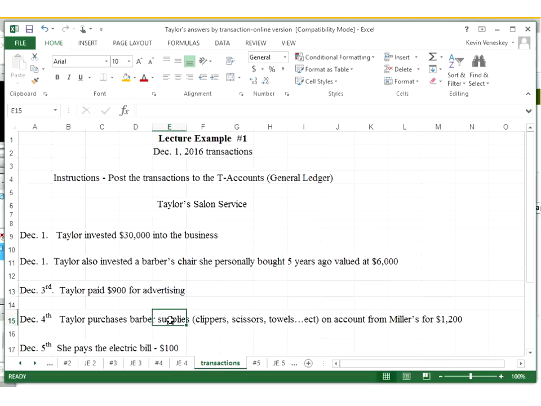The fourth one, Taylor purchases some supplies. Keyword here is some supplies. Small things that don't necessarily last forever. And we bought them on account from Miller for $1,200. So we asked, what did the business get? Hopefully it's becoming a little easier now. We can say that the business got supplies.